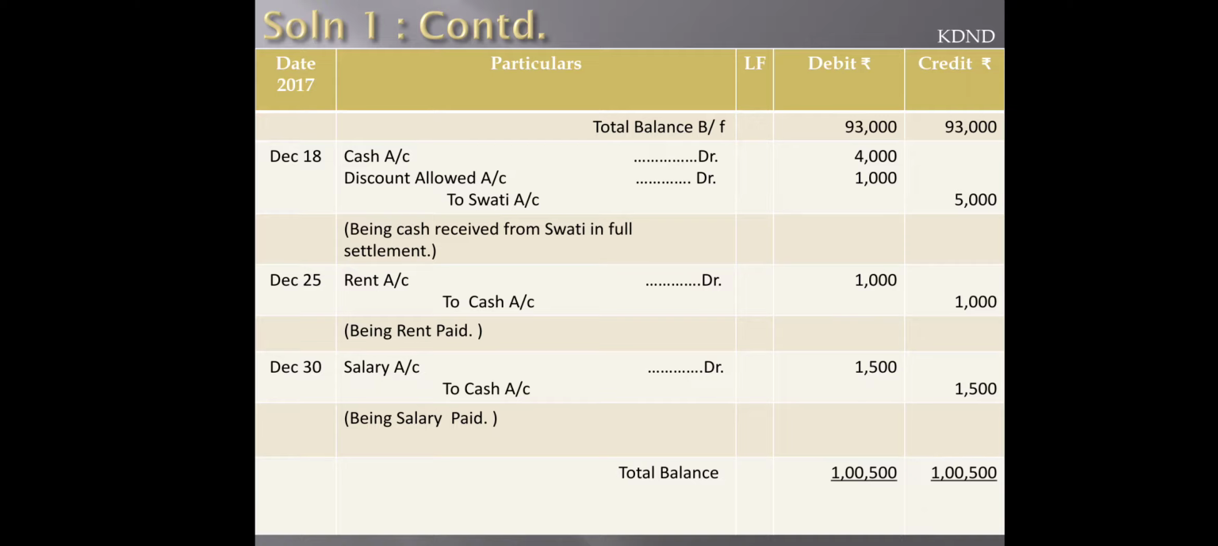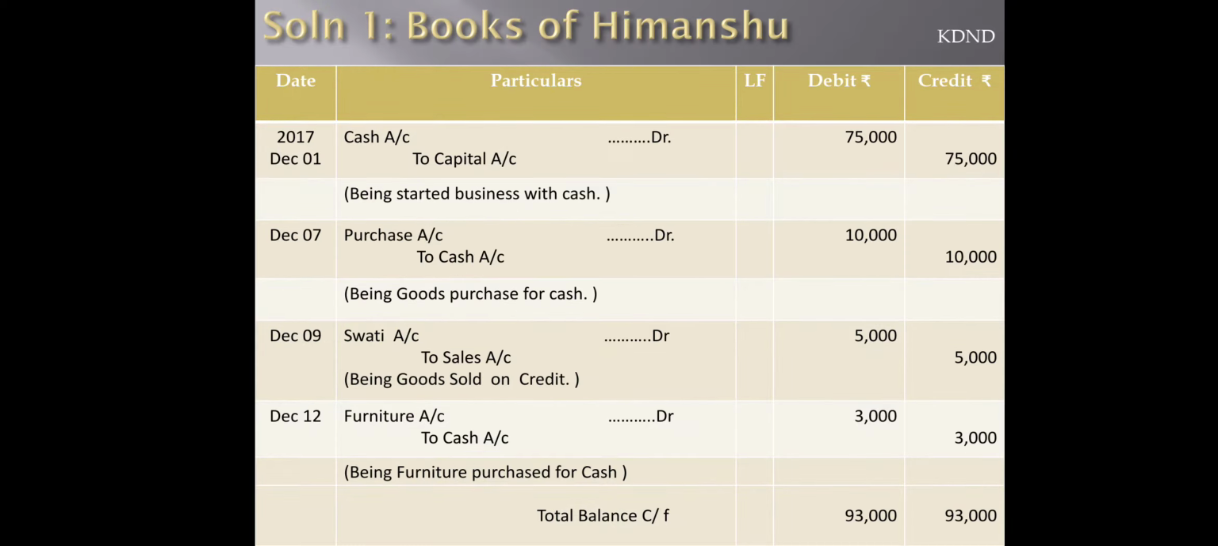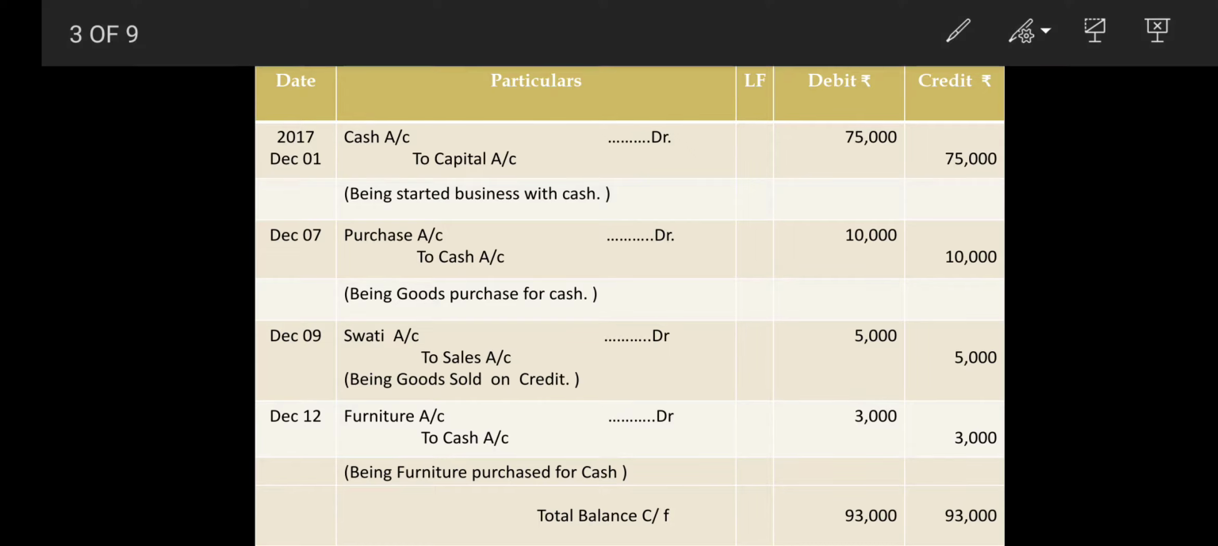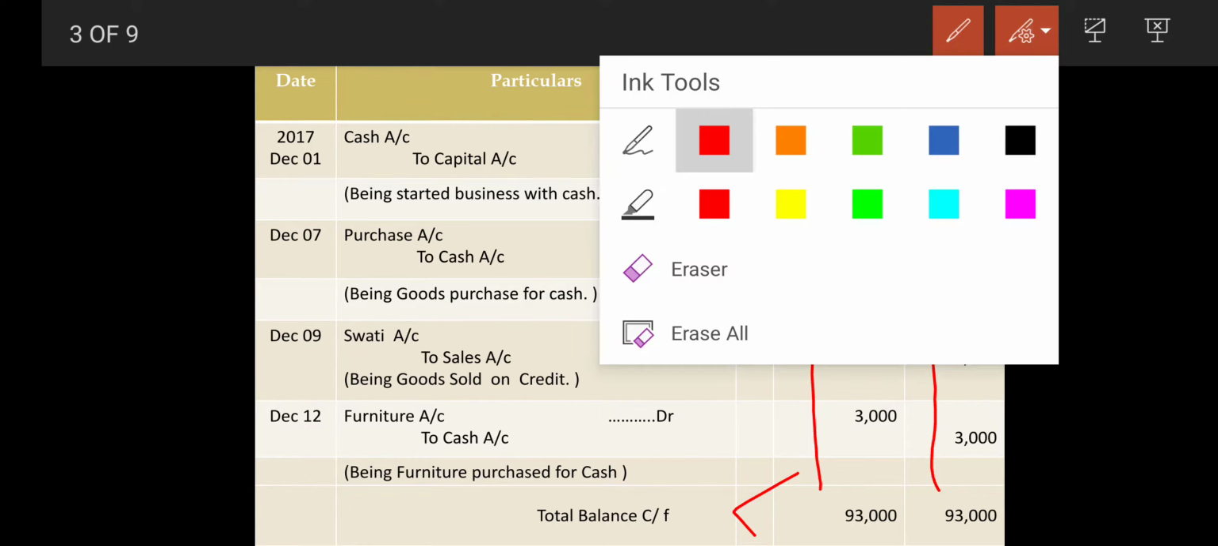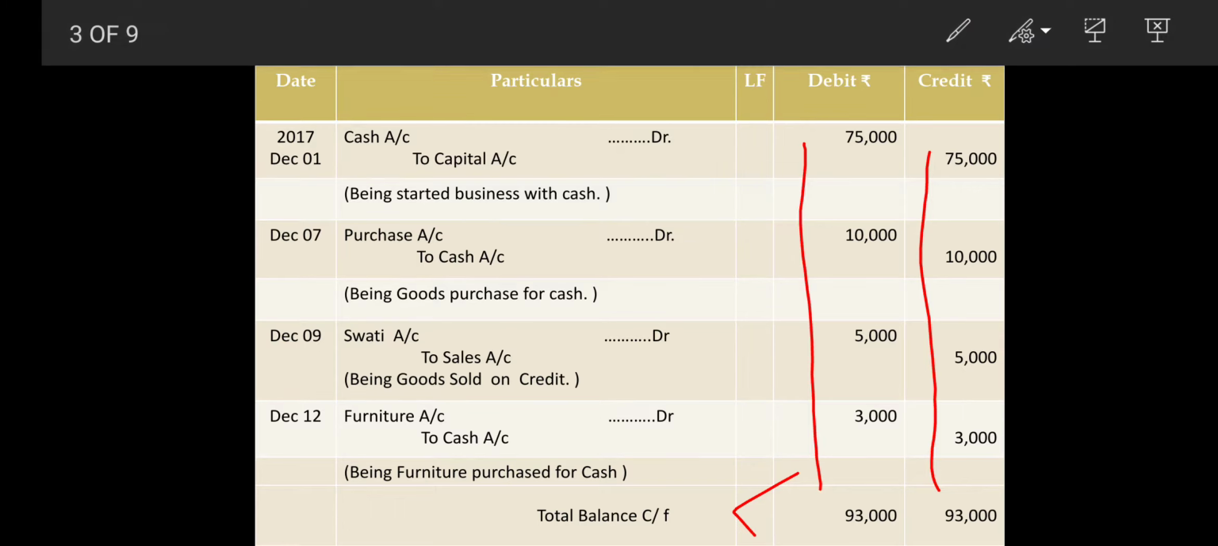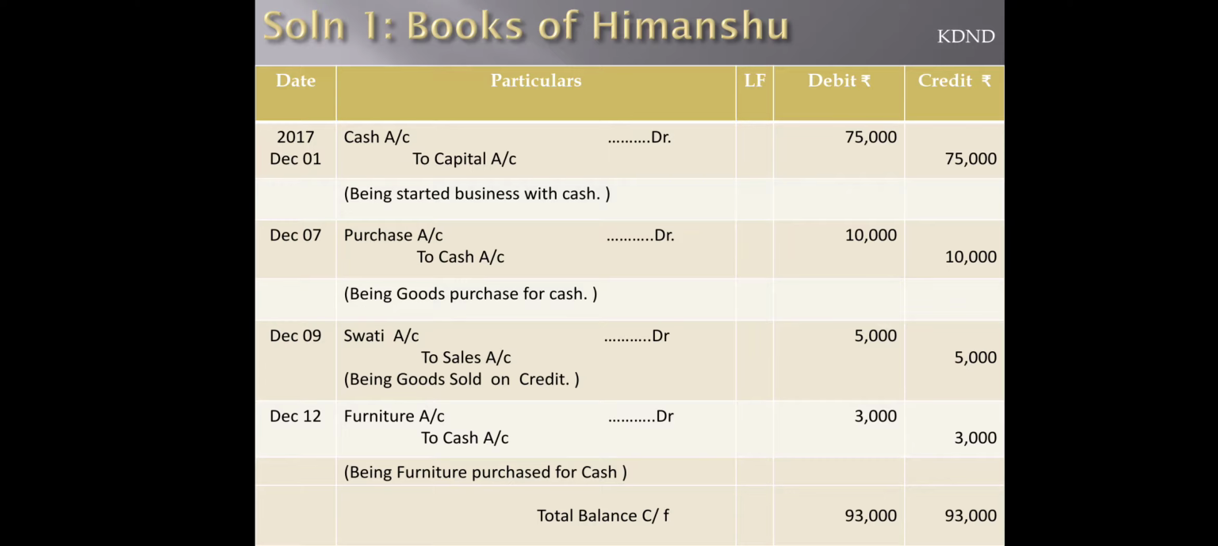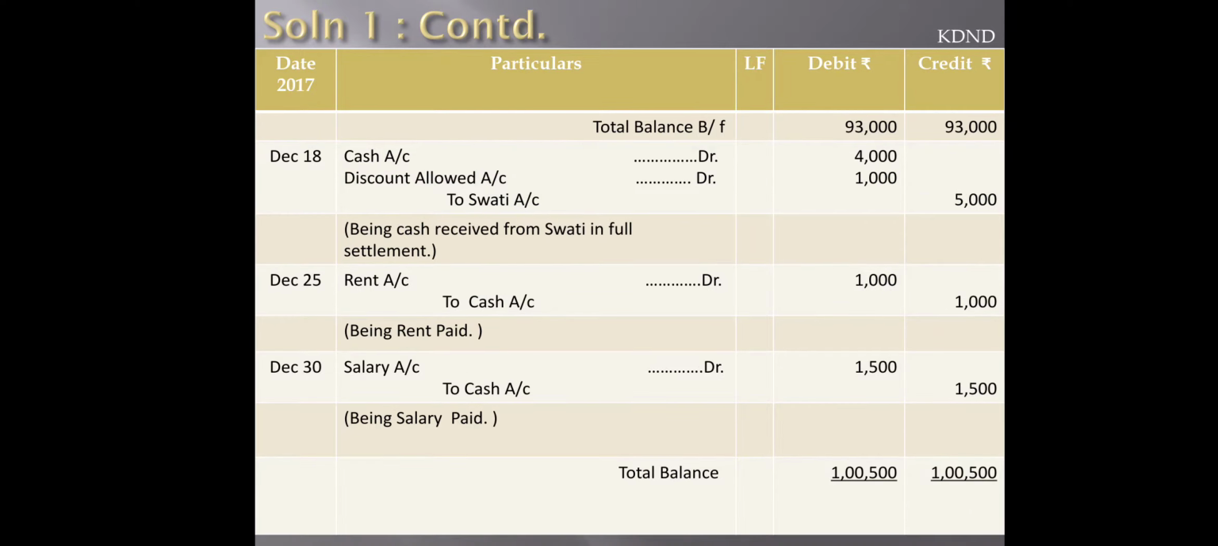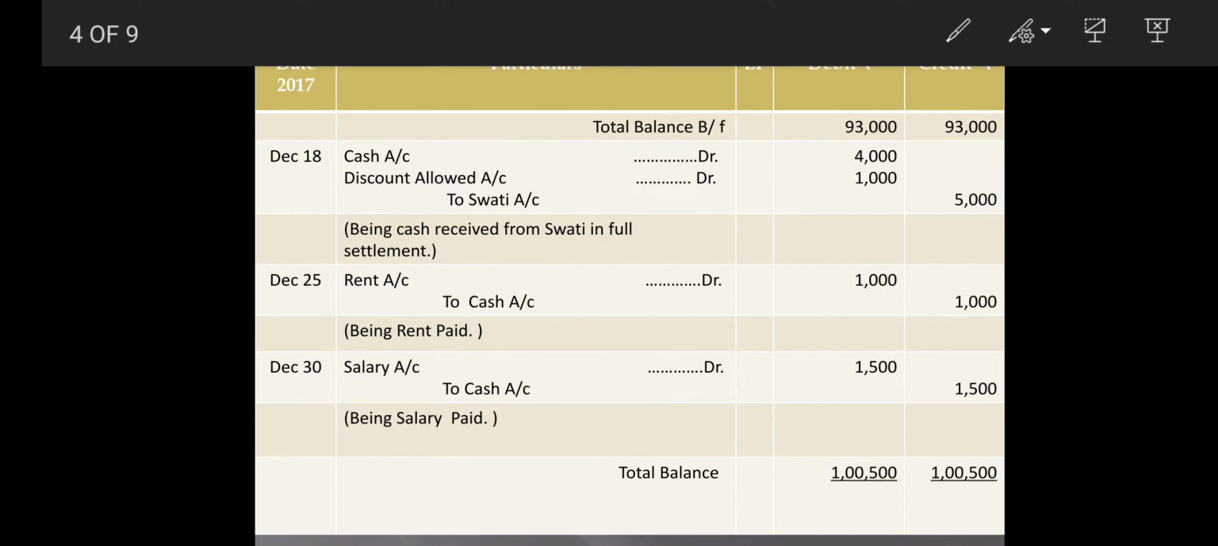Now you may have noticed that I have made a total on each page. So when you are doing these journal entries, you also have to make the total of both the sides and then write down total balance carried forward, right? And then on the next page, when your sum continues, you have to carry that forward and write down total balance brought forward, right?